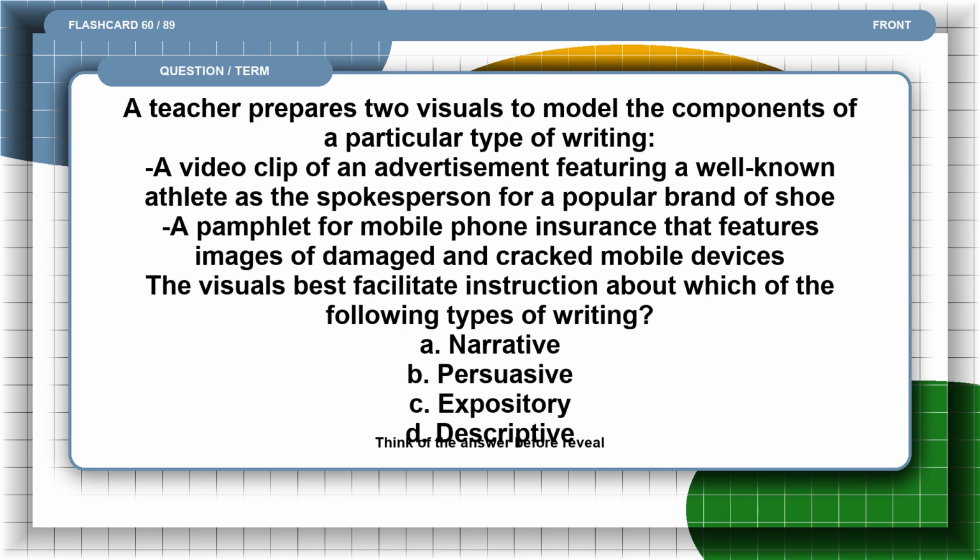Flashcard 60. A teacher prepares 2 visuals to model the components of a particular type of writing. A video clip of an advertisement featuring a well-known athlete as the spokesperson for a popular brand of shoe. A pamphlet for mobile phone insurance that features images of damaged and cracked mobile devices. The visuals best facilitate instruction about which of the following types of writing? A. Narrative. B. Persuasive. C. Expository. D. Descriptive. Pause and think of the answer before the reveal.